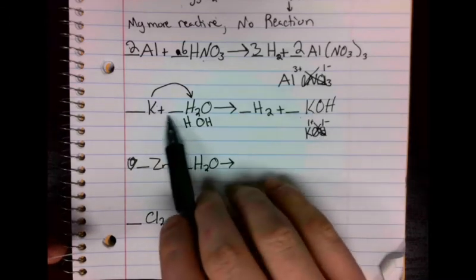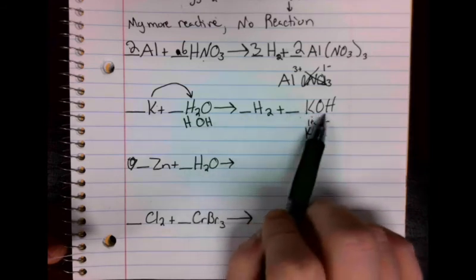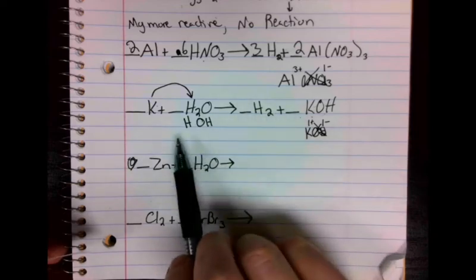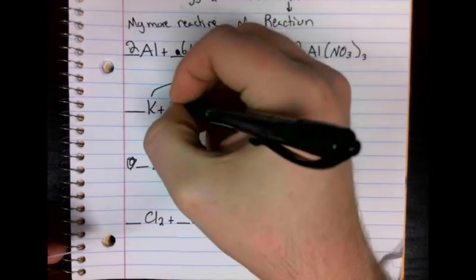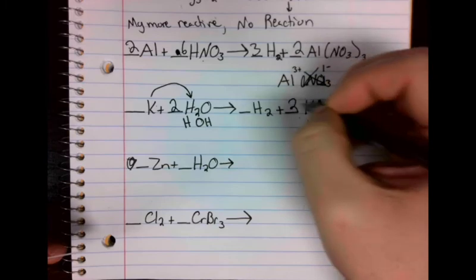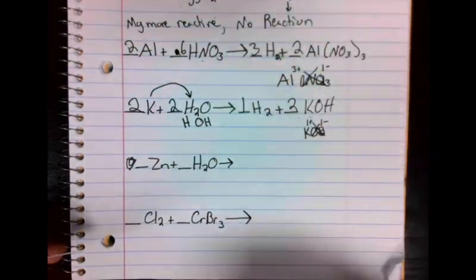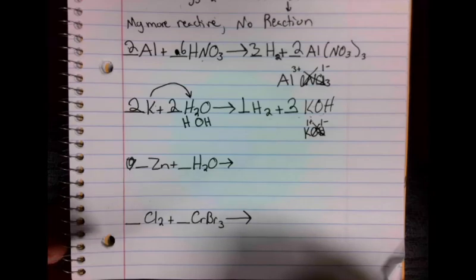Now we got to balance. We have 1 K, we have 1 K, we have 3 H's, but they're spread out. So let's think of it instead as HOH. So we've got 2 H's by themselves, which means we'll need at least 2 of those. That means we need 2 OH's over here, which means we need 2 K's over here, which means we are balanced. 2, 2, 1, 2.